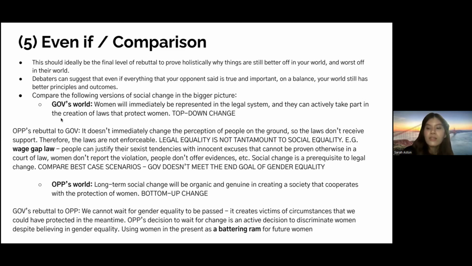Okay, now let's look at Opposition's world. Long-term social change will be organic and genuine in creating a society that cooperates with the protection of women. So this is a bottom-up change, right? Which is to agree that you need to create societies first, and that will create change at the top. What Government can rebut in pushing on Opposition is that we can't just wait for gender equality to be passed. It creates victims of circumstance that we could have protected in the meantime, right? Because that's something Opposition needs to agree to.